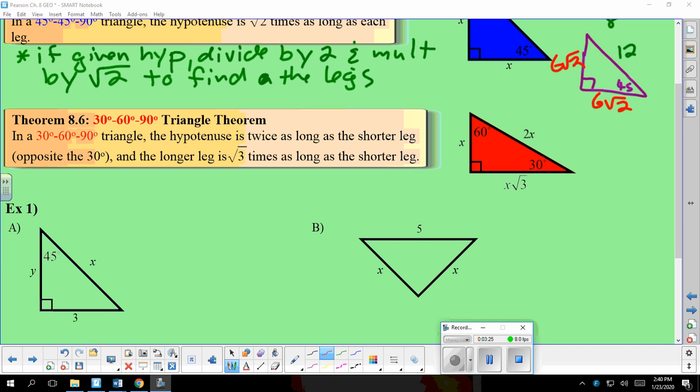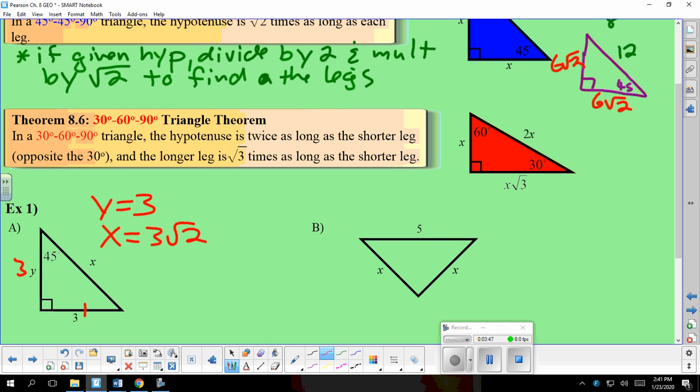So this first one, example A, I have a 45, 45, 90. So this is an isosceles right triangle. So if this value is 3, y has to equal 3 as well. And then what x is? I take 3, the length of a leg, multiply by square root of 2. All done.